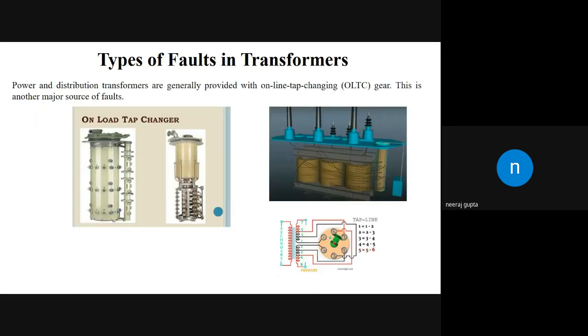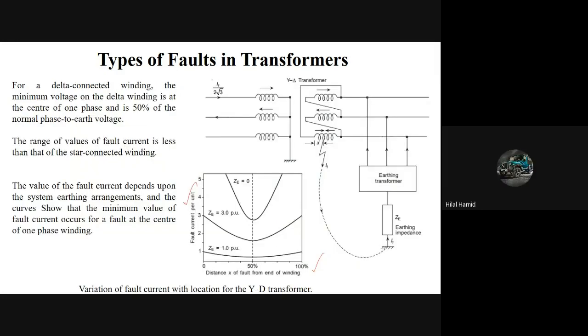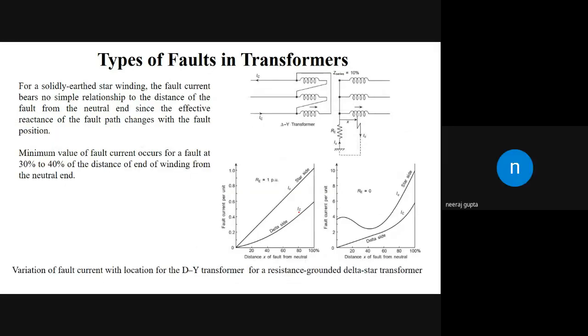Now, the faults actually... Excuse me, sir. Yes, tell me. Sir, can you please explain the previous slide? This one? No, the one before it, sir. This one? Yes, sir.